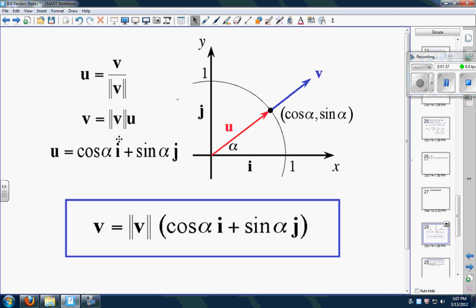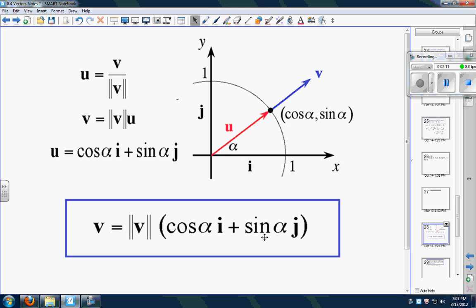Now, if we say a unit vector is going to have some cosine alpha component in the i, plus some sine alpha in the j, and then we substitute this whole thing in right there, we get this equation. So we can say vector v is the magnitude of v times cosine of alpha i plus sine of alpha j. It all just comes from that picture right here. So here's another little formula, make sure you guys have it down.